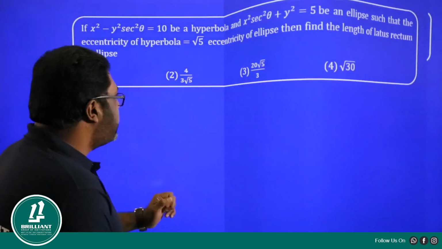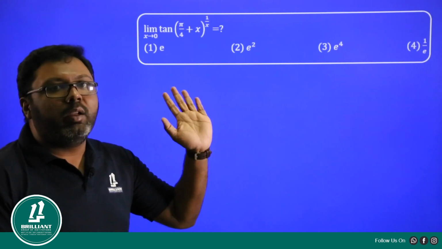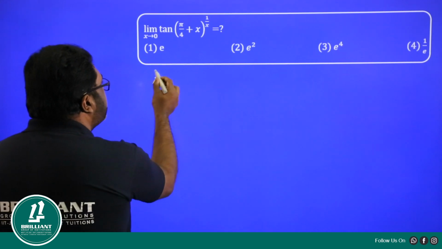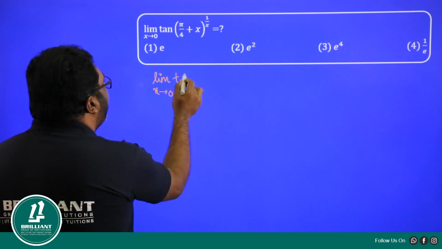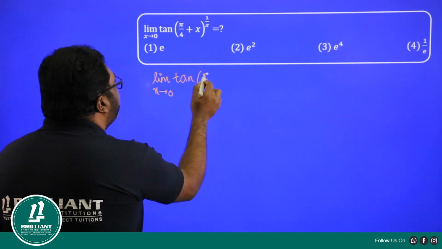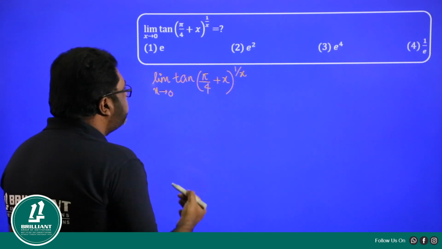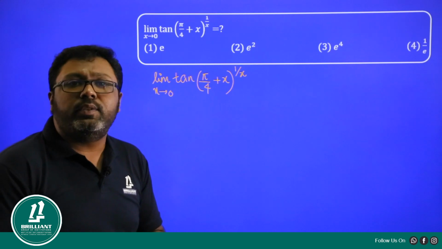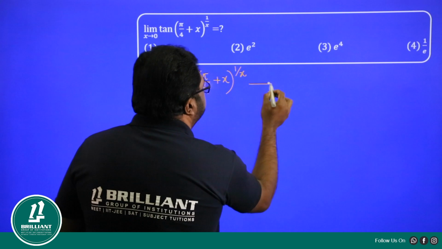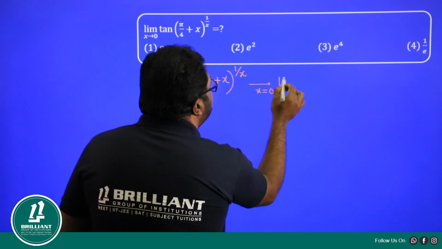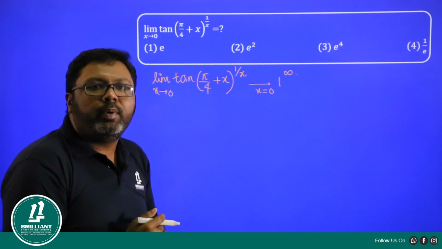Let's now discuss the next question. I want you to find the limit of this function. The question is the limit as x tends to 0 of tan of pi by 4 plus x, the whole power 1 by x. What happens if I put x equal to 0? It's an indeterminate form. X equal to 0 will result in 1 power infinity.